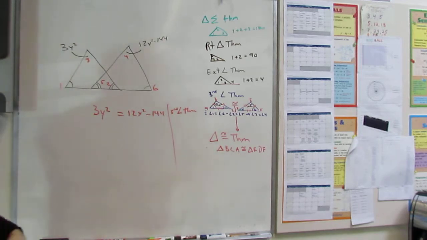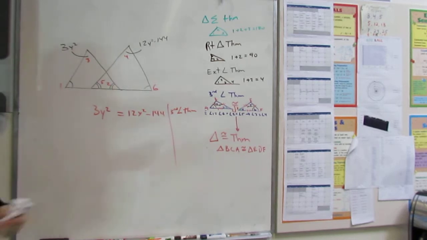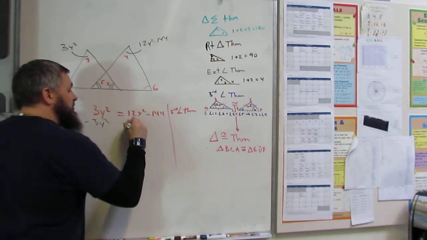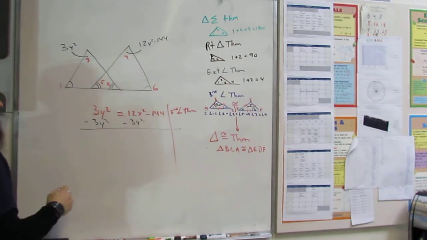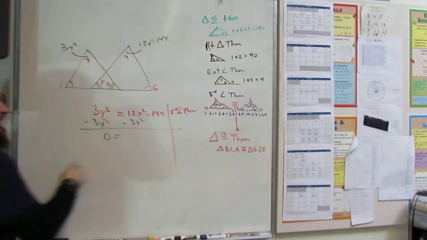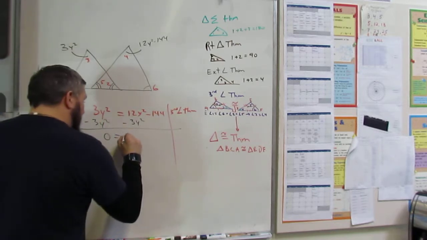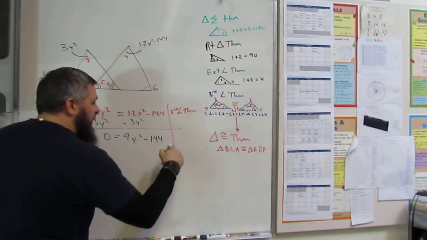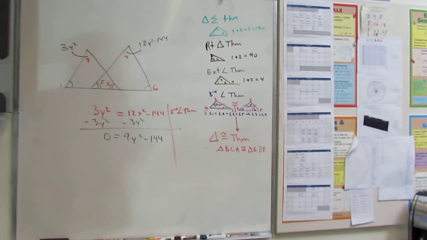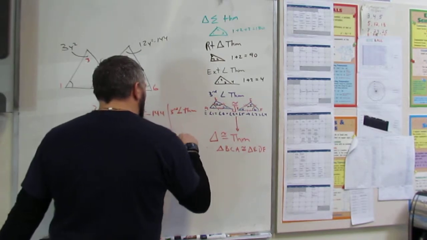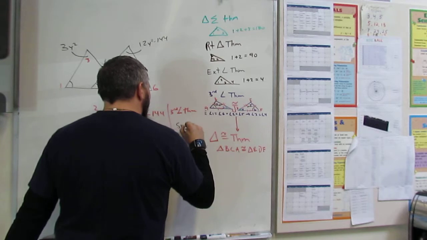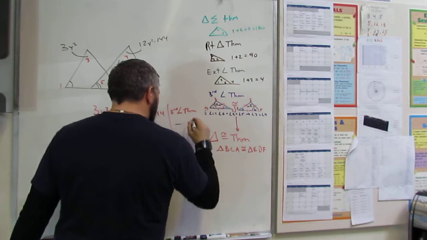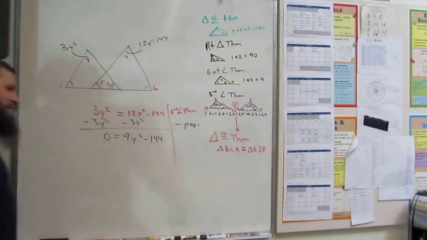Slow it down. Okay? So we're going to move the lowest one. How? Subtract 3y squared from both sides, and we get 0 on this side, right? That's the funky part. And then 9y squared minus 144. Yeah, subtraction property of equality. Sorry, I'm writing it. Subtraction property of equality.